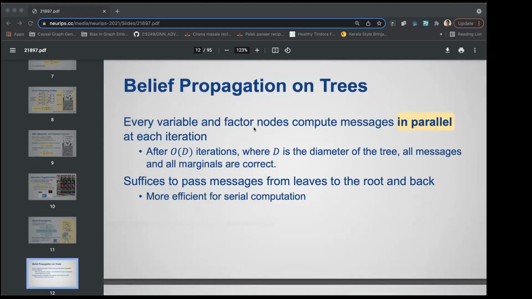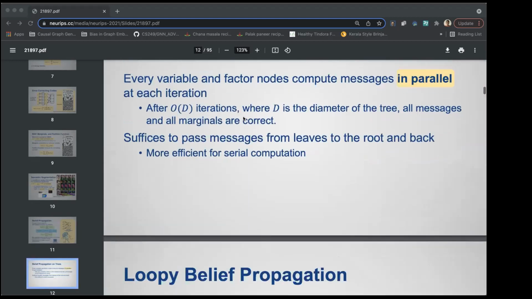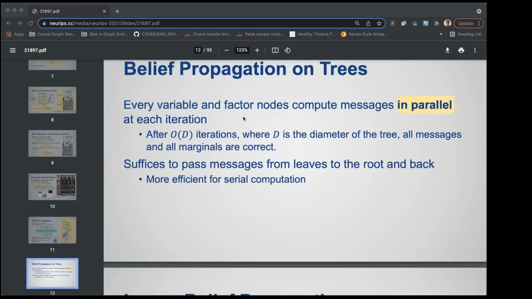So we see that if you do this message computation in parallel, like the green and the blue in parallel at each iteration, then after on the order of D iterations, where D is the diameter of the tree, all messages and all marginals are correct. And it suffices to pass messages from leaves to the root and back.